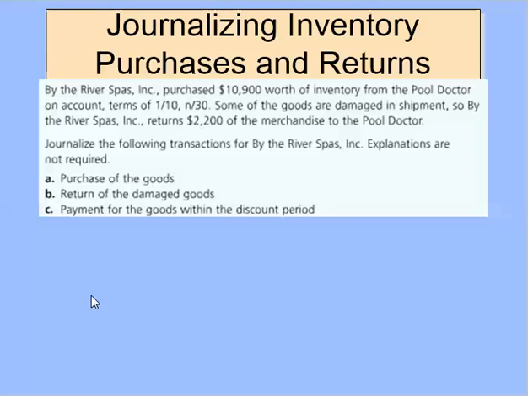Let's take a look at the journal entries involved with inventory, purchases, and returns. So in this case, we're going to be the ones making the purchase, and let's go ahead and take a look and see what those entries might look like. It says, By the River Spas Inc. purchased $10,900 worth of inventory from the Pool Doctor on account, terms 1/10 net 30.